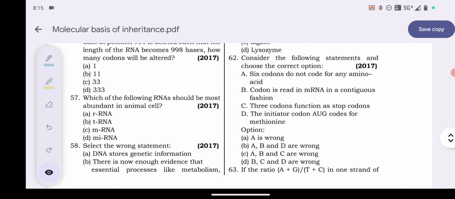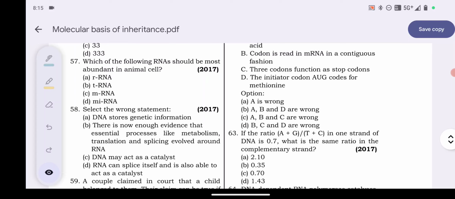Next, question number 57. Which of the following RNA should be most abundant in an animal cell? rRNA, tRNA, mRNA, miRNA. So here the most abundant will be option A, rRNA, ribosomal RNA. It is the most abundant in the animal cell. It constitutes 80% of the total RNA of the cell.